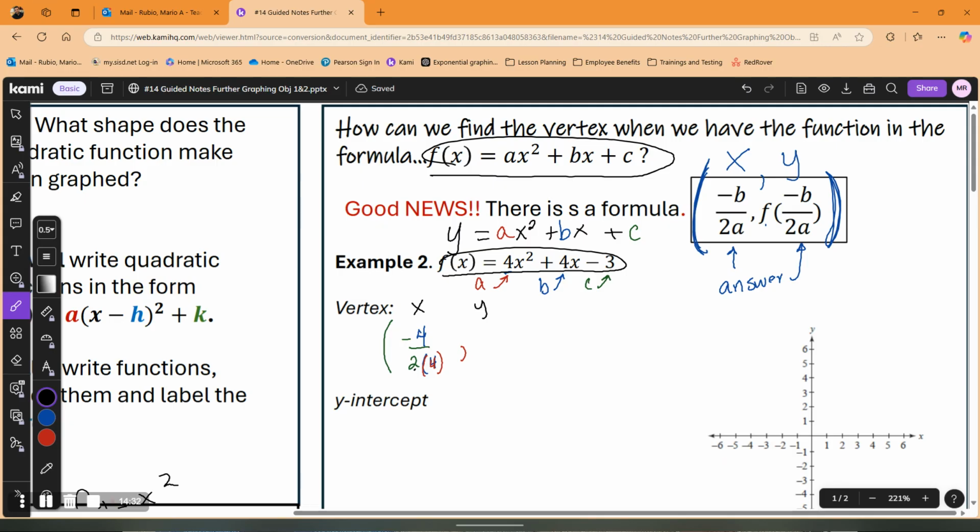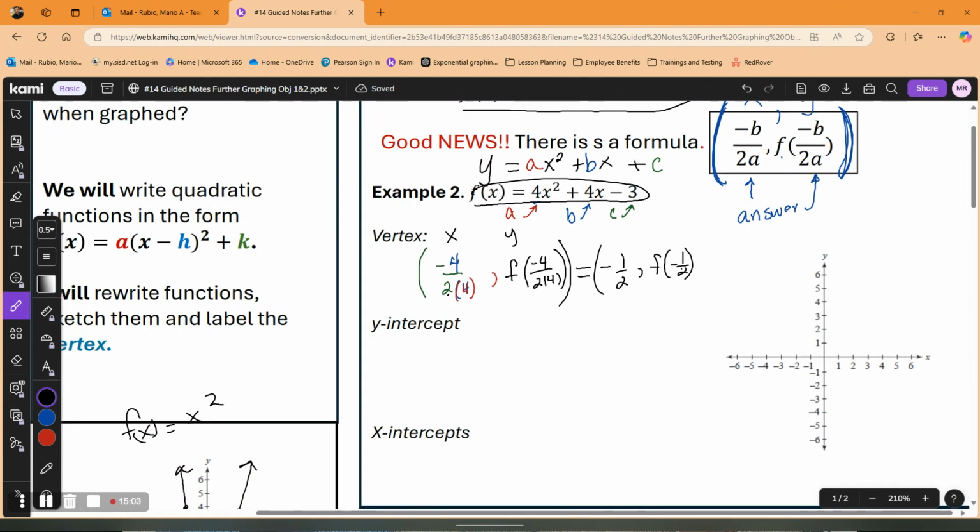Let me write it out this way. So the first number is going to be this little calculation, and then it's the function evaluated at the answer for this. Okay, parentheses. So negative 4 divided by 8 is going to be negative 1/2, comma, we're going to take the function evaluated at -1/2. I'm running out of space, so I'll just keep writing. We'll look at the y-intercept in a little bit. So our x value for the vertex is -1/2.